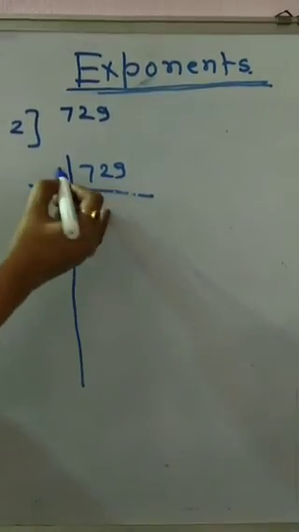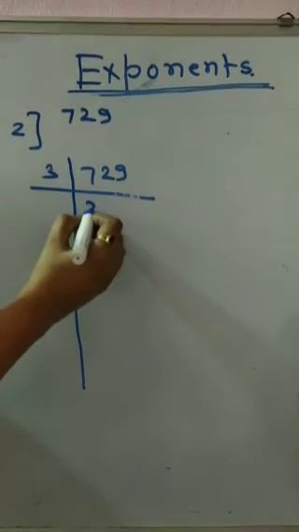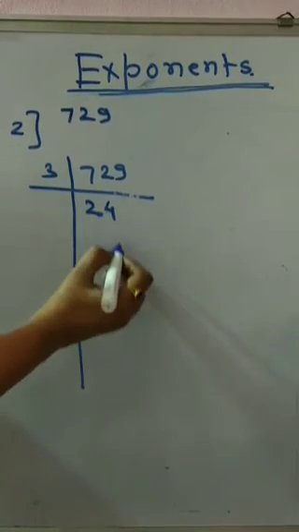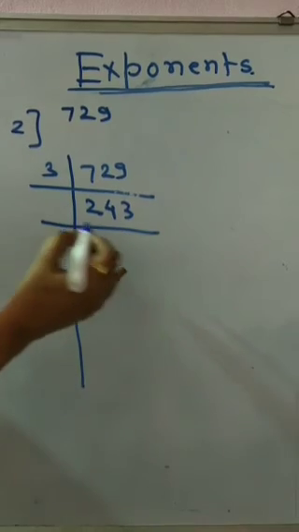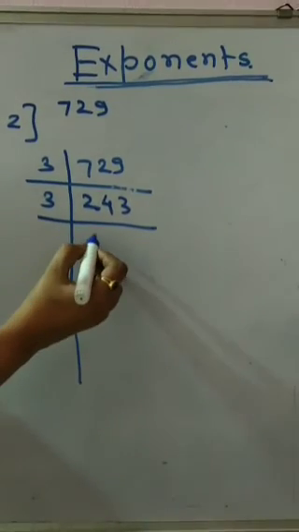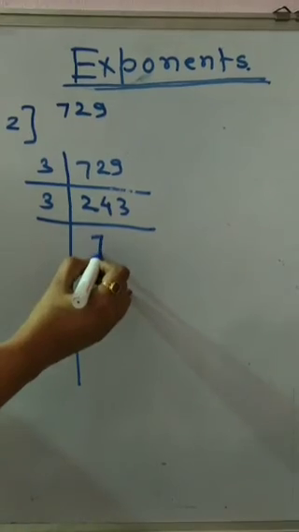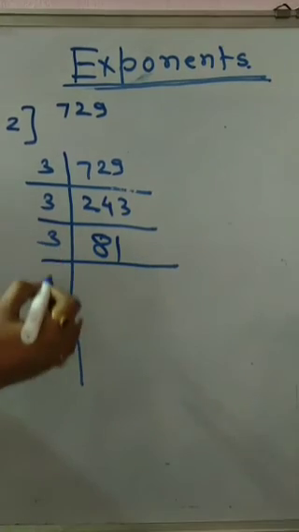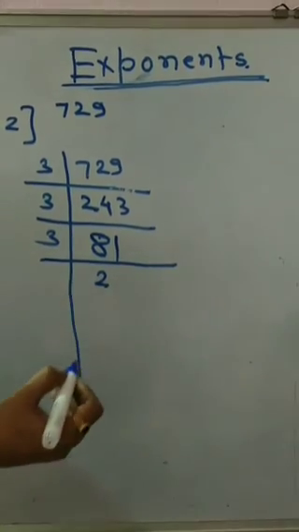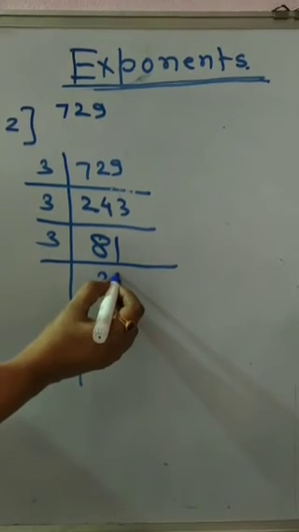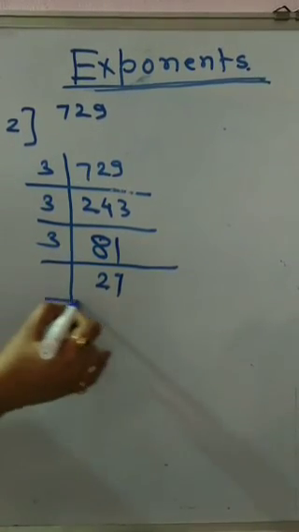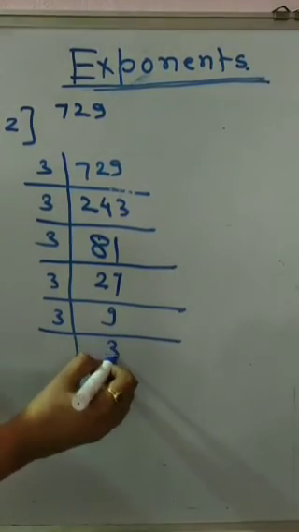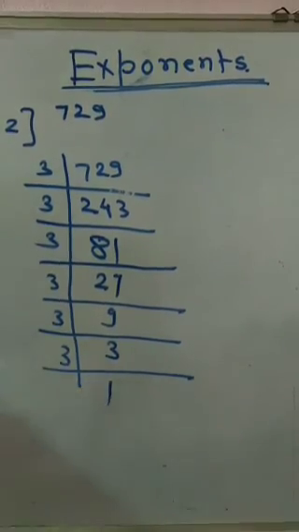729: 9 is divisible by 3. 3 twos are 6, 7 minus 6 is 1. Here is 12, 3 fours are 12. 3 threes are 9. Then 3 is here, divisible by 3. 3 ones are 3, 1 is divisible by 3. 3 twos are 6, 2 balance is here. 3 sevens are 21. 3 nines are 27, 3 threes are 9, and 3 ones are 3.